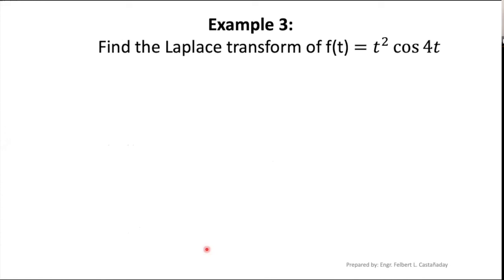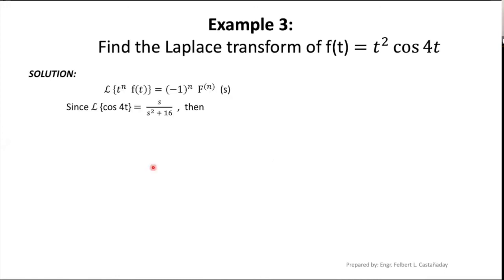Next, example number 3, find the Laplace transform of f of t equals t squared times cosine of 4t. So here we have the theorem, negative 1 raised to n, where n is the power of t, similar to the power of t here, times the nth derivative of F of s. So remember that the Laplace of cosine 4t is equal to s over s squared plus the square of 4, which is 16.